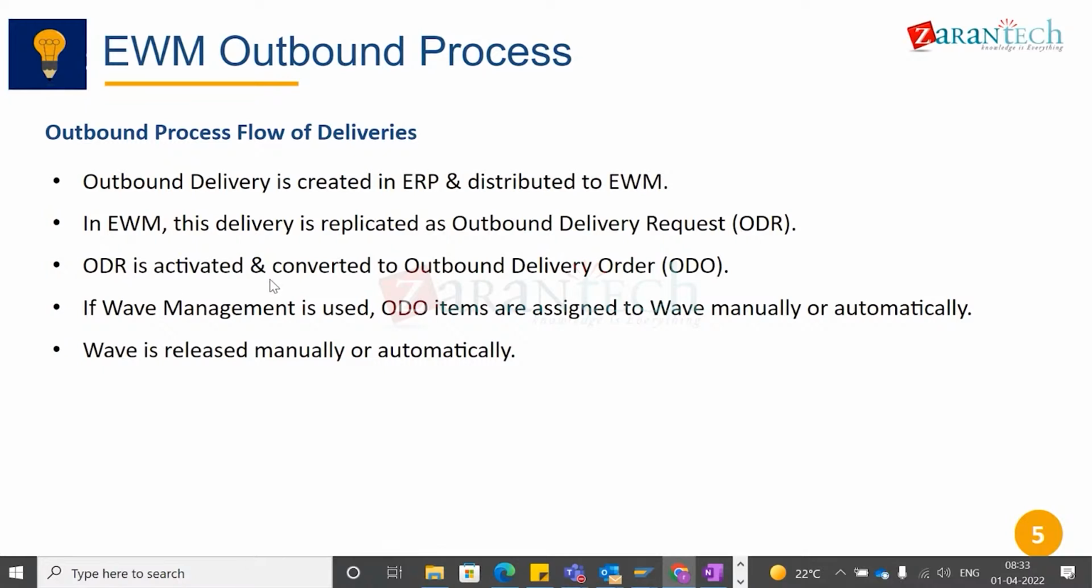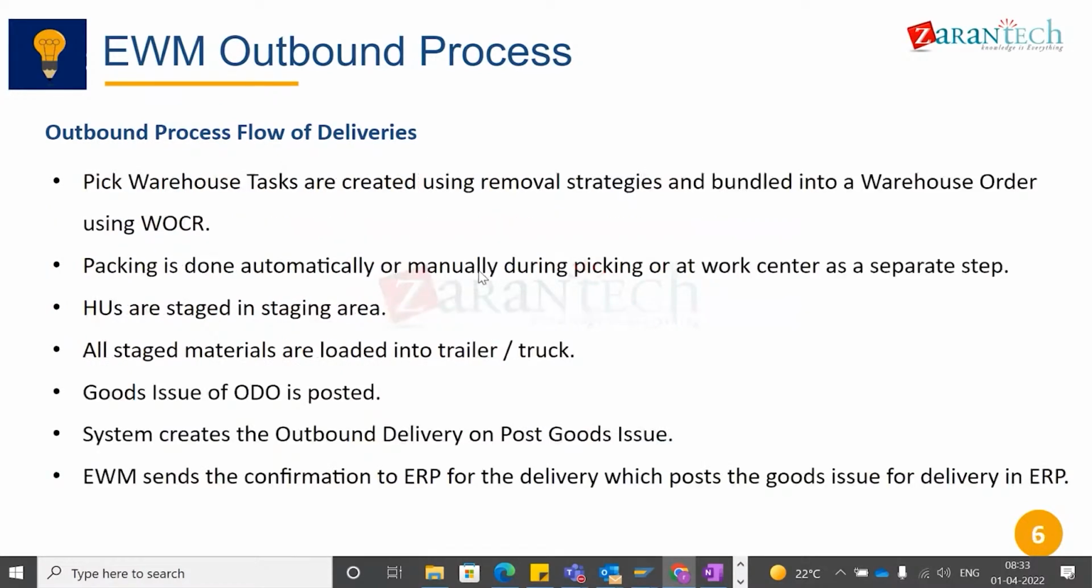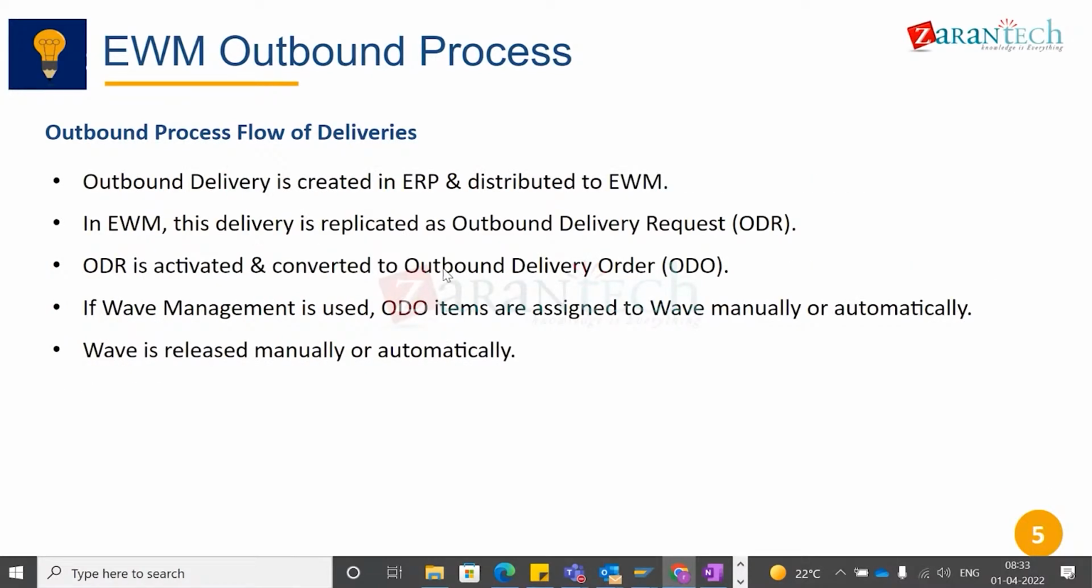Then that outbound delivery request document will be activated and converted to the outbound delivery order. This is the main document on which we will track the picking activity, packing activity, and then loading activity; all of those can be statuses of that. All the activities will be tracked inside this document.